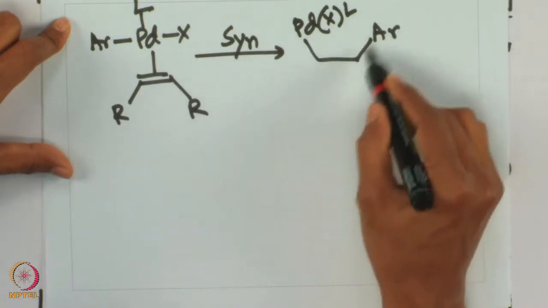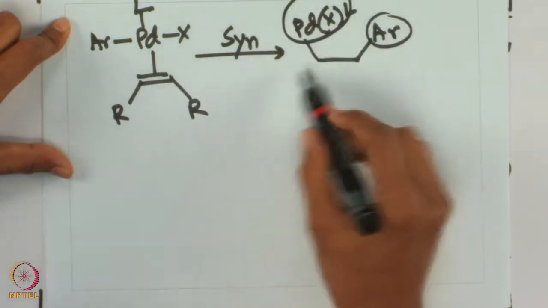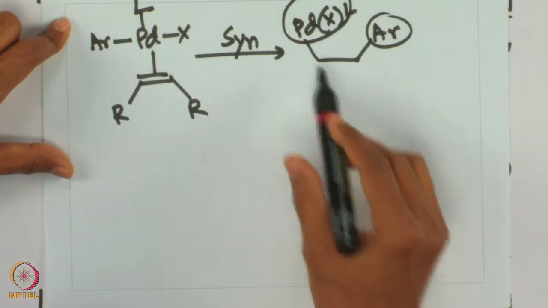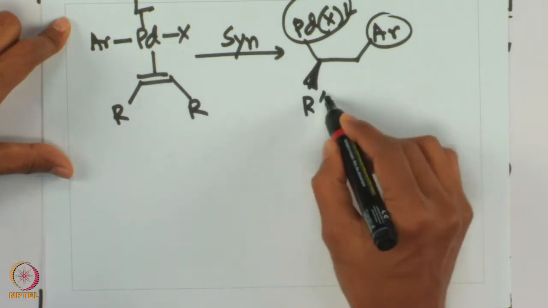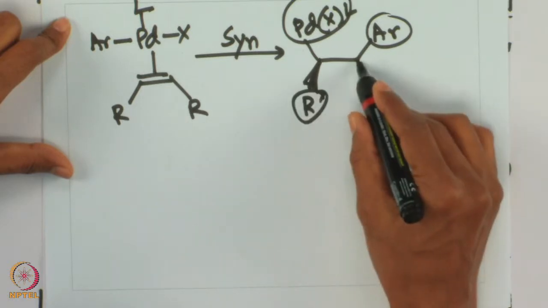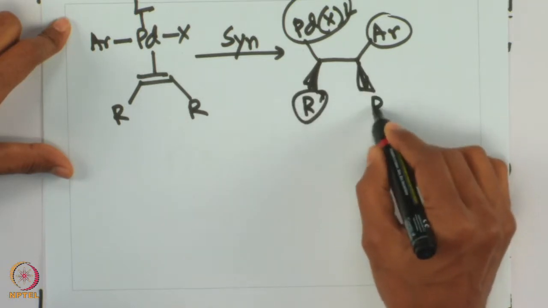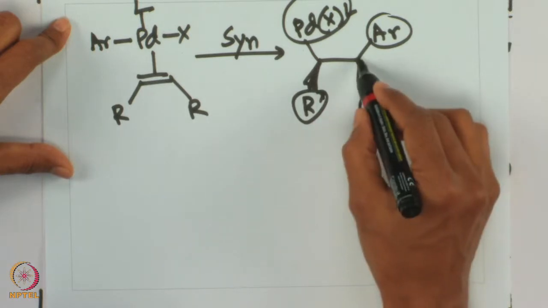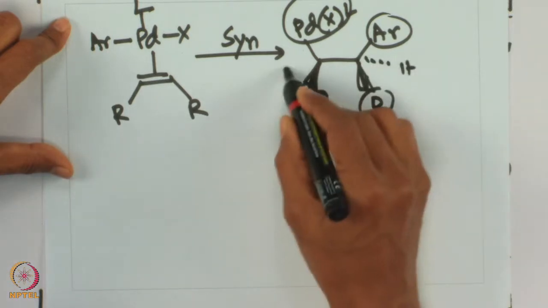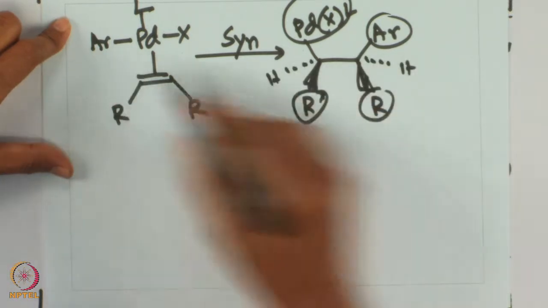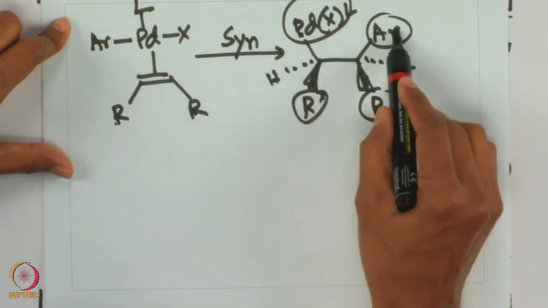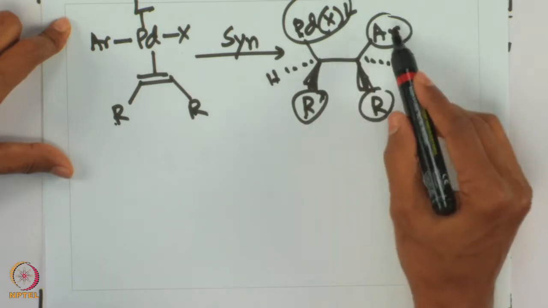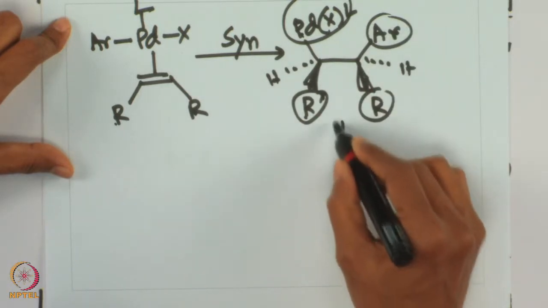So, this is the syn addition, both the aryl and palladium attached at the same side, and from there on we do see that R and R are on the same side. The hydrogen is on the other side. So, R and R are on the same side, with palladium and aryl at the syn addition.